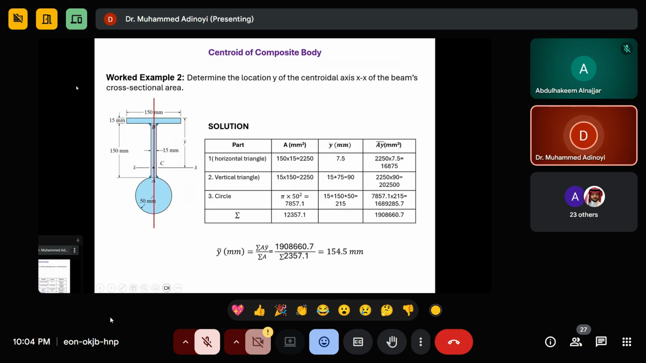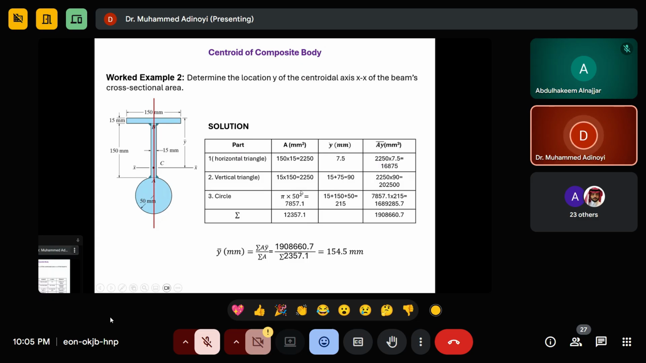So if I want to find that of the cycle, now it is no longer going to be 215. It's going to be just 50. So then if I want to find for this rectangle, the vertical rectangle, it is now going to be 100 plus 75, so it's going to be 175 now, not 90. This one now is going to be what? It's going to be 100 plus 150, which is 250, plus 7.5, which is 257.5. This guy is not going to be 7.5 again.